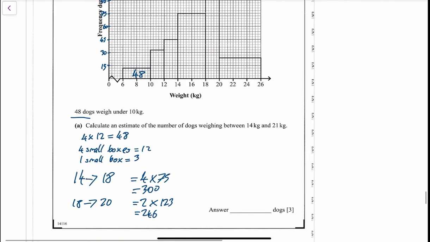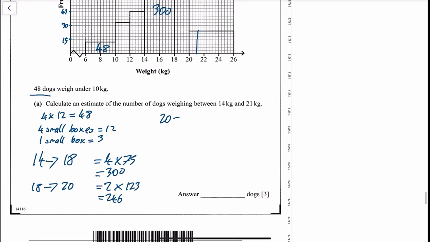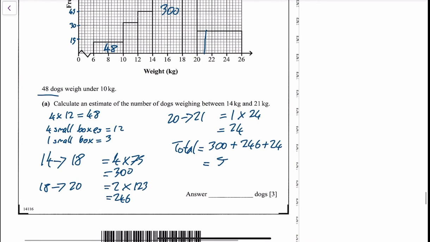So let's mark those in as I said I would. So that's going to be 300. This one was 246. And then this wee bit, I'll maybe not mark this one on here, but from here to here, from 20 to 21, the width is 1. The height is 2 small boxes shy of being 30, so that's 24. So my total is 300 plus 246 plus 24, which works out to be 570 dogs. So 570 dogs.